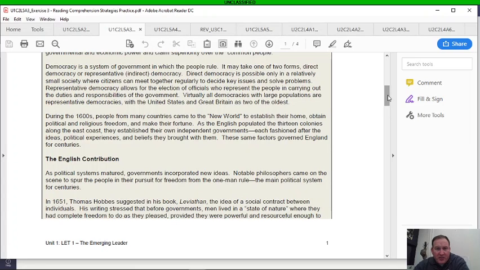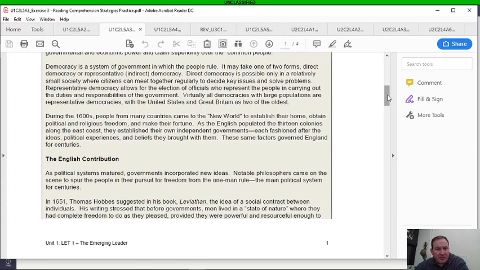Democracy is a system of government in which the people rule. It may take one of two forms: direct democracy or representative, indirect democracy. Direct democracy is possible only in a relatively small society where citizens can meet together regularly to decide key issues and solve problems. Representative democracy allows for the election of officials who represent the people in carrying out the duties and responsibilities of the government. Virtually all democracies with large populations are representative democracies, with the United States and Great Britain as two of the oldest. Again, another opportunity to do a quick summary here.